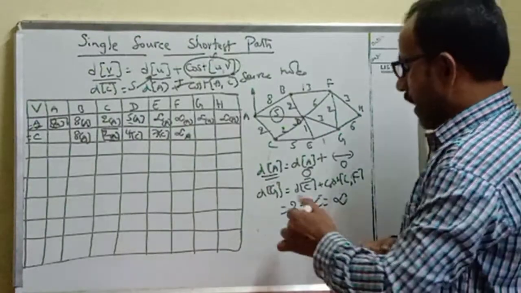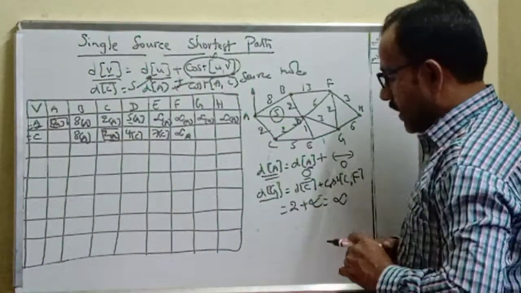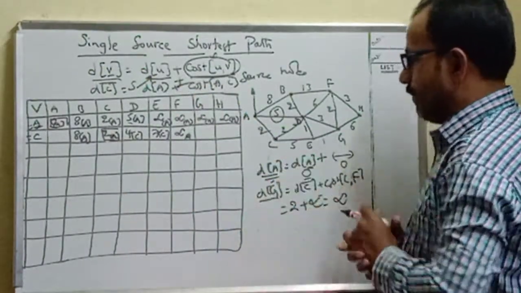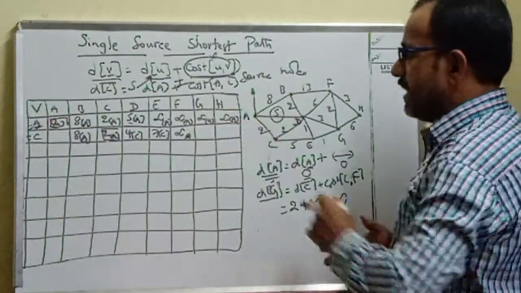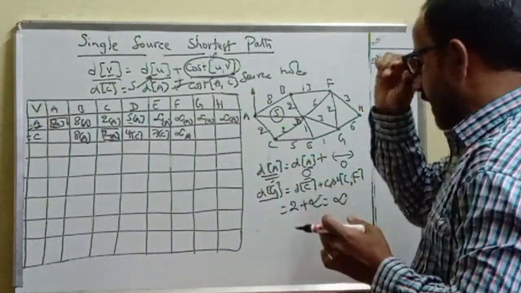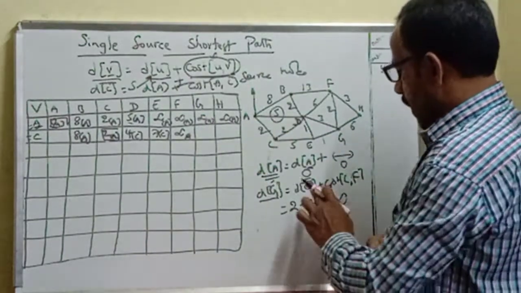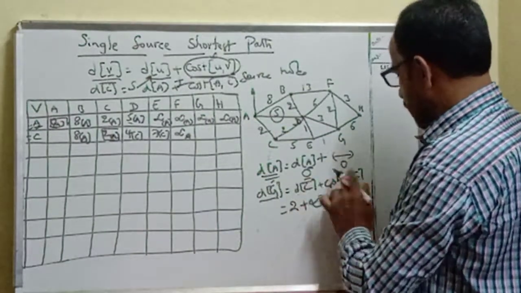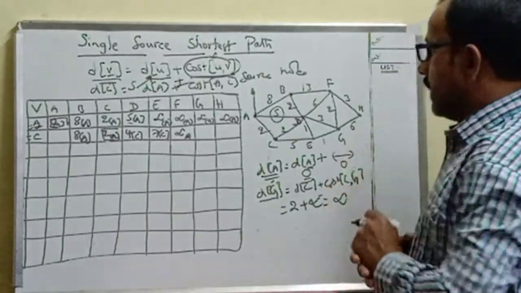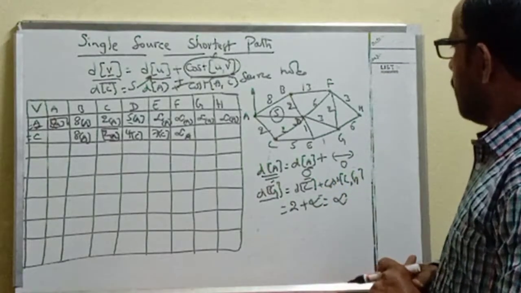What do you mean by D of G? I have already explained. The shortest distance from source node to node Z. But we considered C because now C is the nearest node from A. That's why we considered C is the next intermediate node. So how can we write distance of C now? Distance of C plus cost of C comma G.